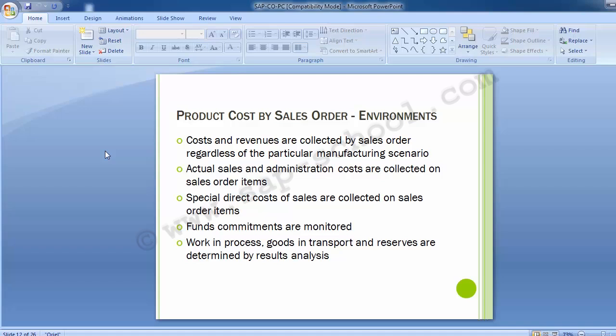Moving to the next, product cost by sales order. The environment in which product cost by sales order is applicable is as on the screen. Costs and revenues are collected by sales order regardless of the particular manufacturing scenario. Actual sales and administration costs are collected on the sales order item. Special direct cost of sales are collected on the sales order item. Funds commitments are monitored. Work in progress, goods in transport, and reserves are determined by results analysis.